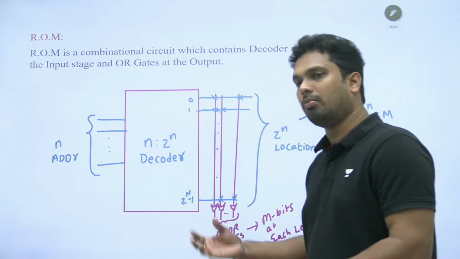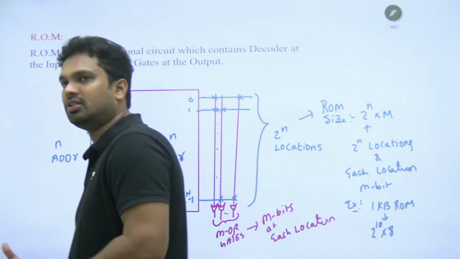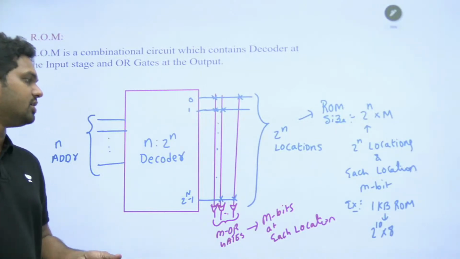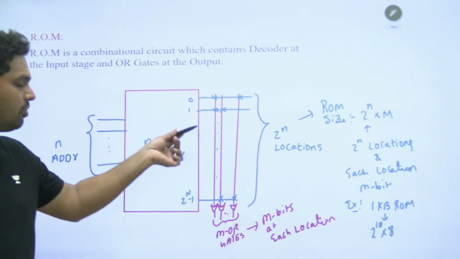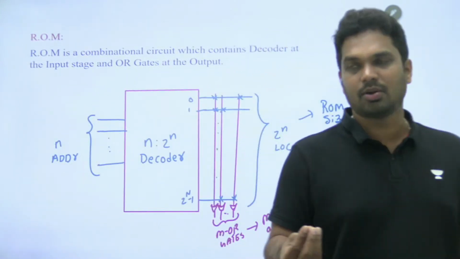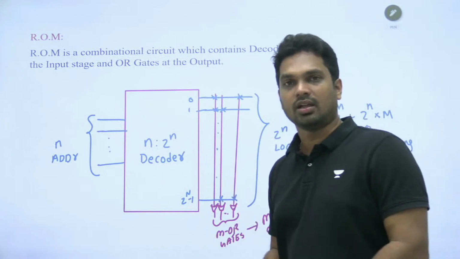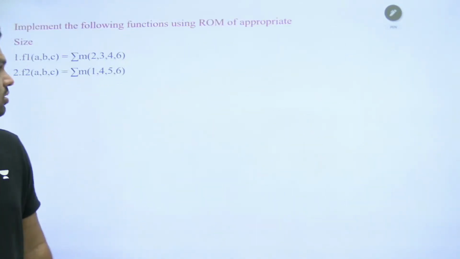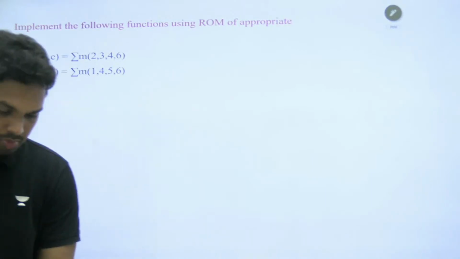So it is a combinational circuit only. Even though it is having memory, it is not storing like a flip-flop with feedback and all. It is just giving you the required output with the help of make or break connections. Originally, we are not saving any data, but because of the connections, you are getting the data in the output. So this can be used for different applications. One of the applications is to implement logic functions.